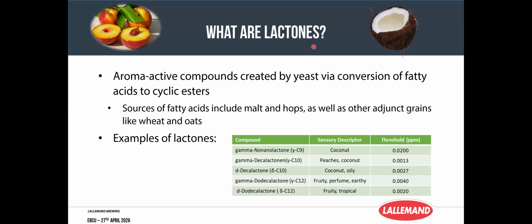One group of compounds that often gets dismissed as maybe not as loud or as aroma active are the lactones. These are very, very interesting compounds. They are created by yeast, by conversion of fatty acids, and these fatty acids can be in your malt and in hops as much as in adjuncts like wheat and oats.